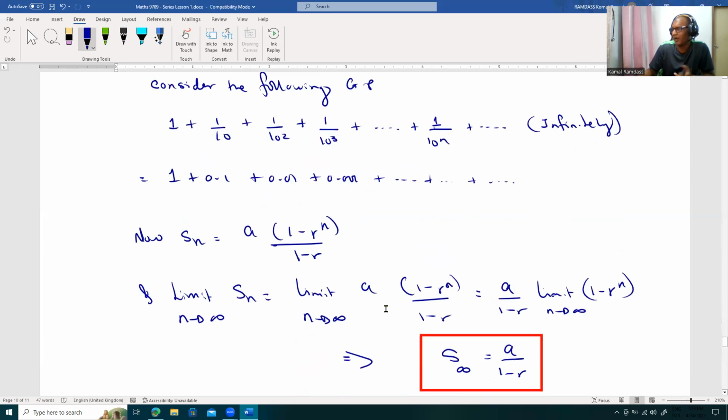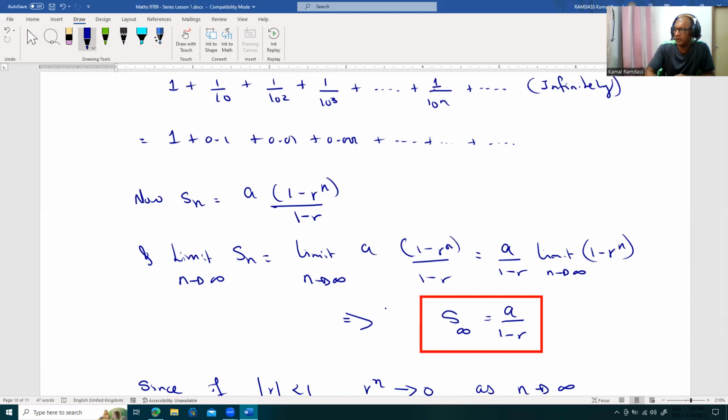Et comment nous connaissons ça? Nous connaissons sa formule-là. S of n is equal to A times 1 minus R to the power of n divided by 1 minus R. Et là, on peut dire, what is the value of S of n as n tends to infinity?